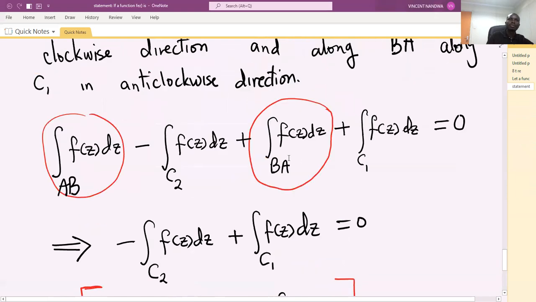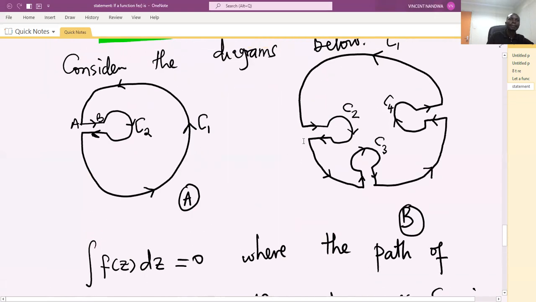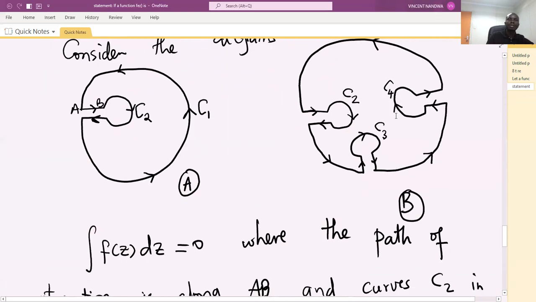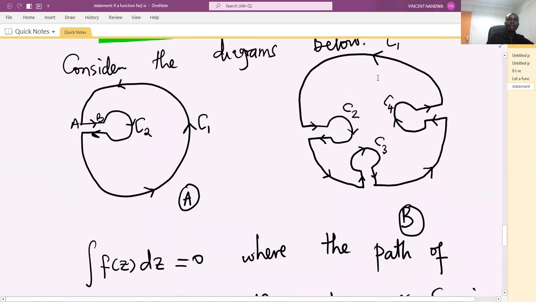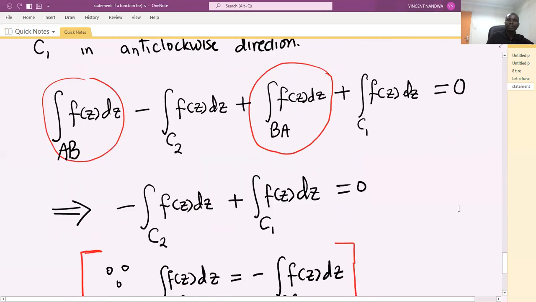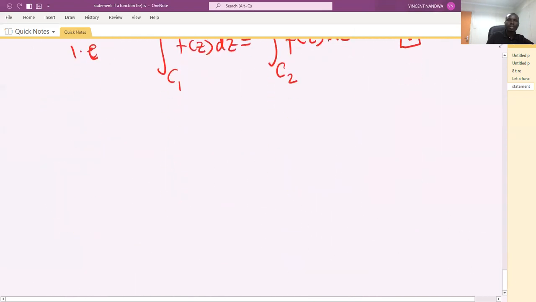So the proof of this one actually uses the diagram in A. The diagram in B is just to show us how to compute the integral along a region defined by more than 2 curves. So that is a corollary of this theorem.